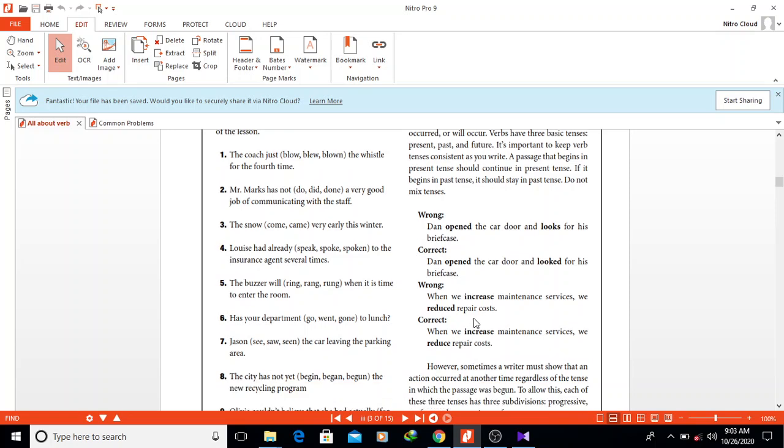Like this one. When we increase maintenance services, we reduced repair costs. One, you increase something in the present, but then the effect of that increase, that improvement, happened in the past. It doesn't make sense. So be careful. Okay.